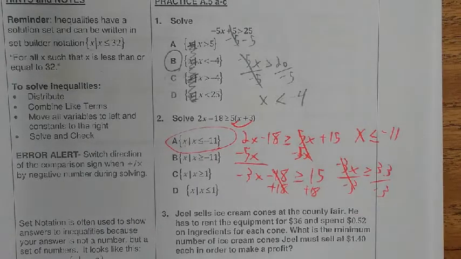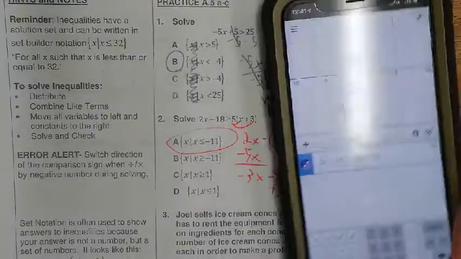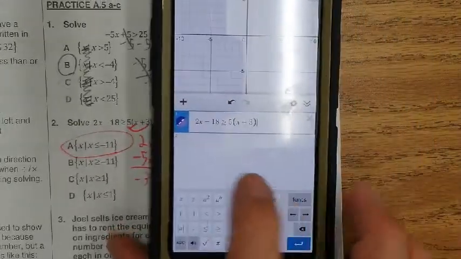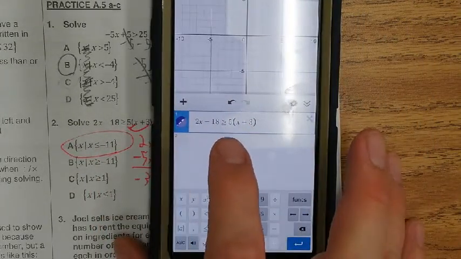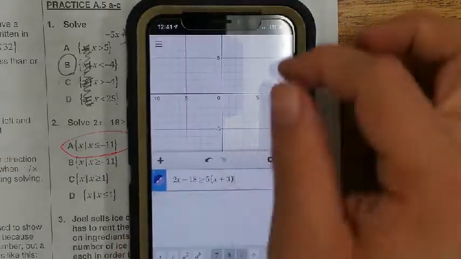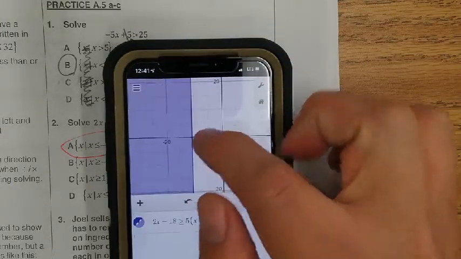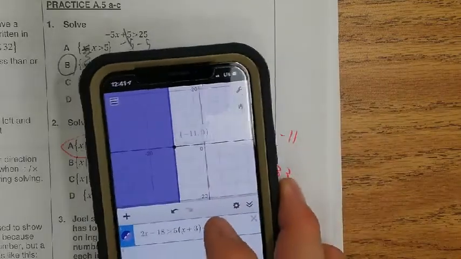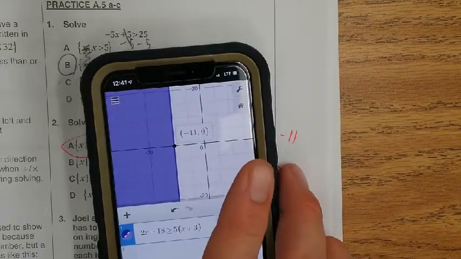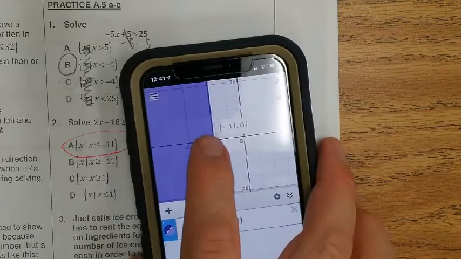Now what you all can do is use Desmos. So I'm going to type in exactly what we see here. All right, and always double check yourselves. So 2x minus 18, that's right, greater than or equal to 5 parentheses x plus 3. You won't see it on the graph, you're going to zoom out, and then you click right here, you get negative 11.